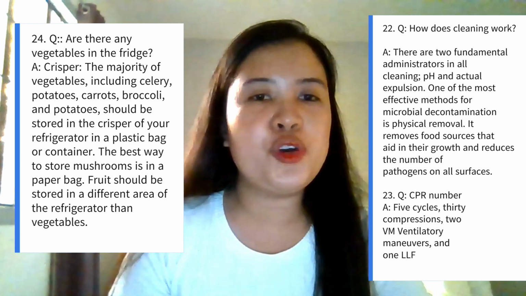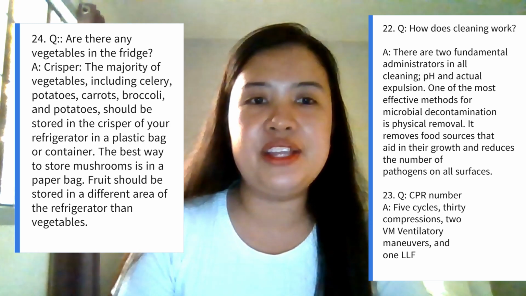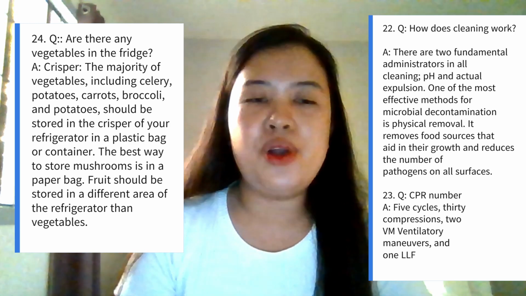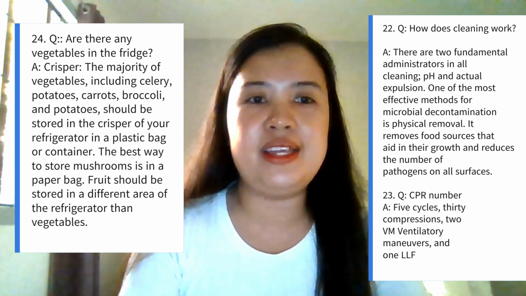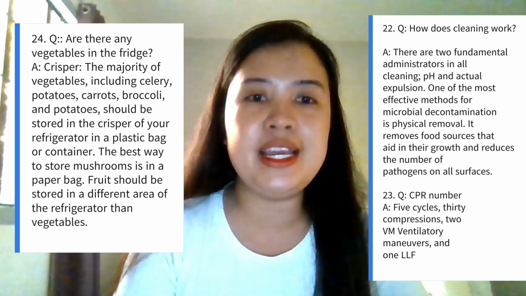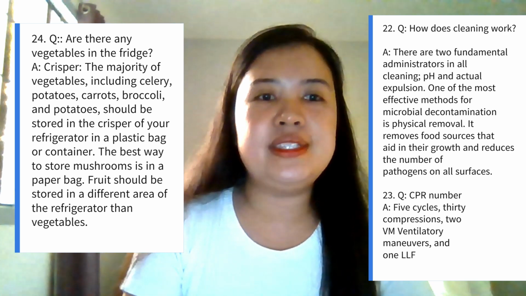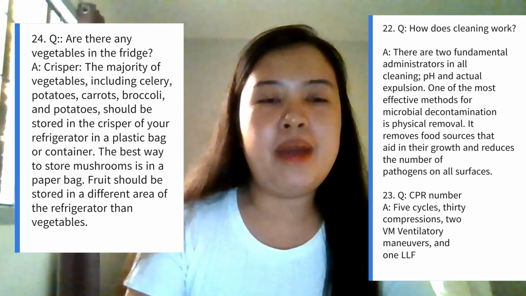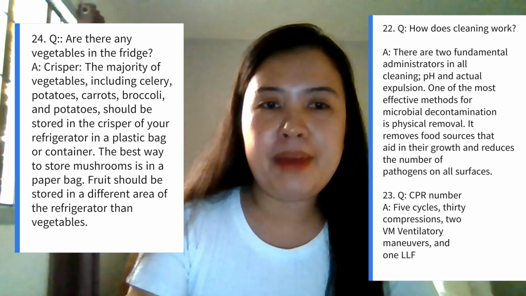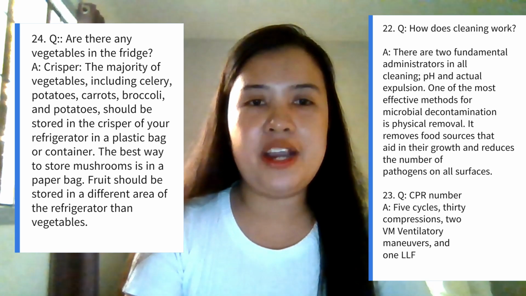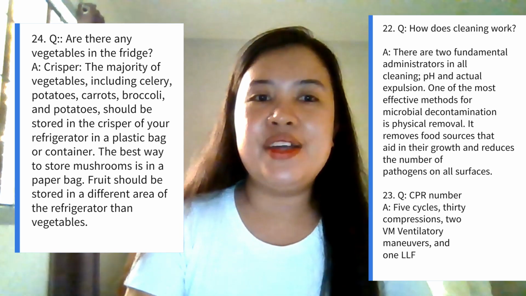The majority of vegetables, including celery, potatoes, carrots, broccoli, and potatoes, should be stored in the crisper of your refrigerator in a plastic bag or container. The best way to store mushroom is in a paper bag. Fruit should be stored in a different area of the refrigerator than vegetables.